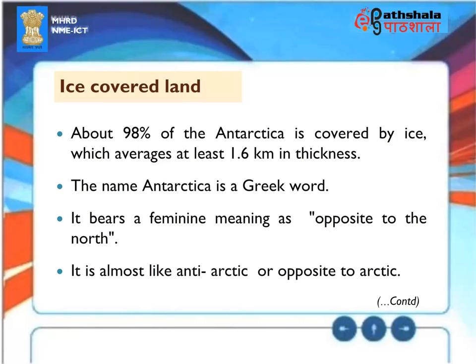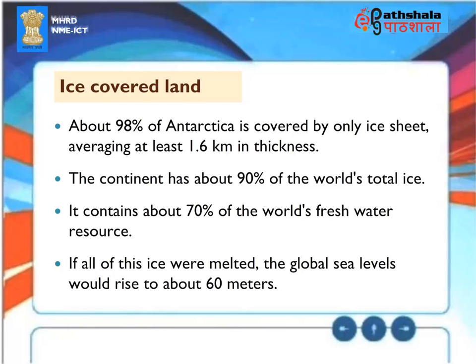Ice-covered land. About 98% of the Antarctica is covered by ice, which averages at least 1.6 kilometers in thickness. The name Antarctica is a Greek word. It bears a feminine meaning as opposite to the north. It is almost like anti-Arctic or opposite to Arctic. About 98% of Antarctica is covered by ice sheet, averaging at least 1.6 kilometers in thickness.